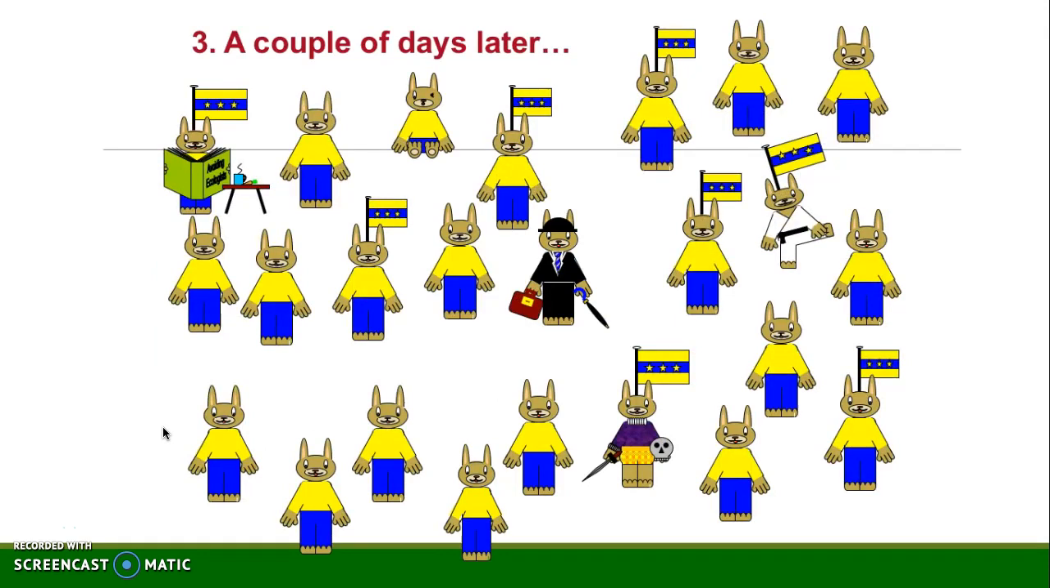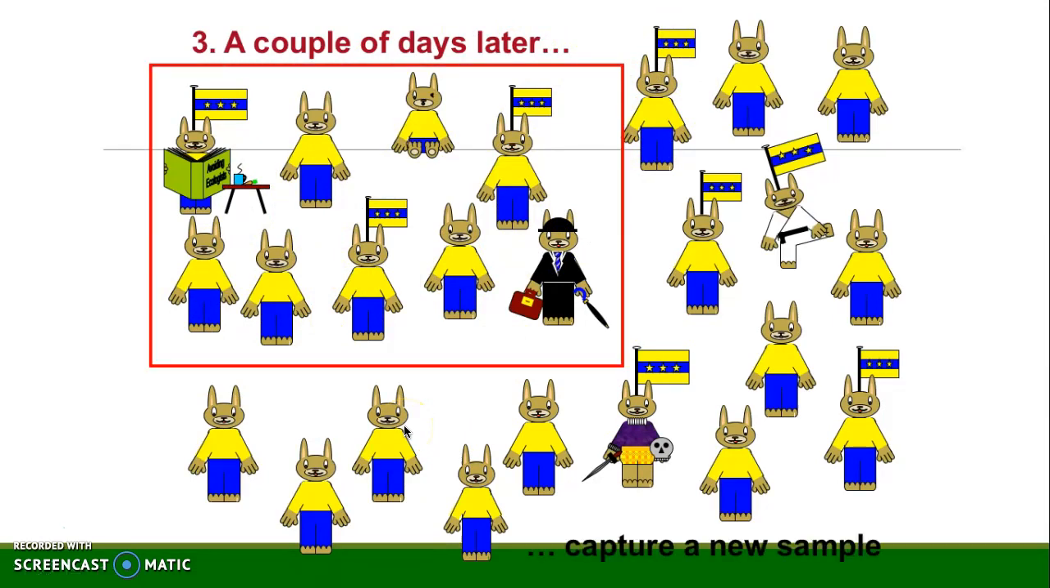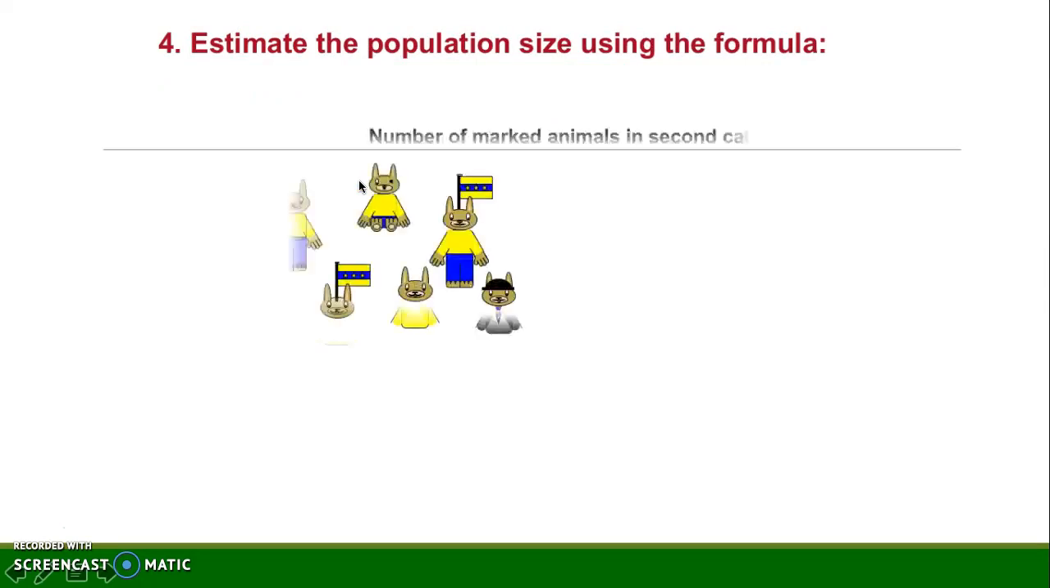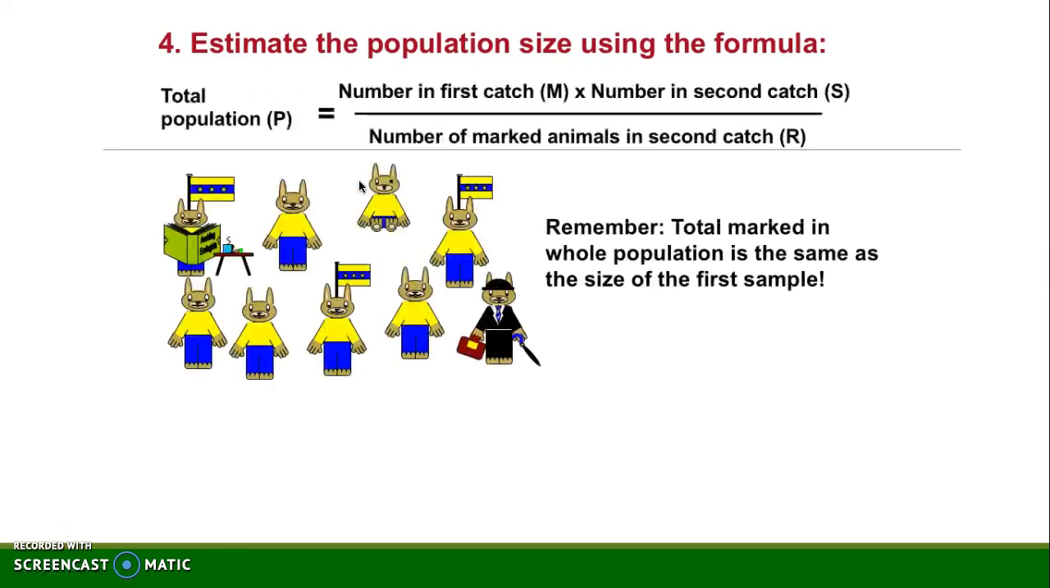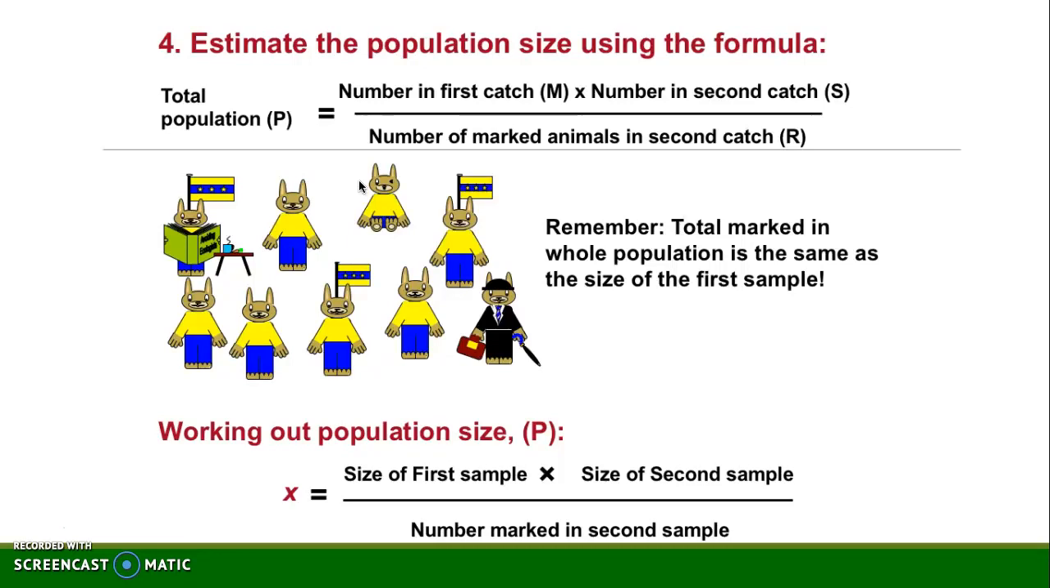So now we see, some time later, they're just kind of mixed in with the whole population. They're not all together, they weren't shunned by everybody else. They're just mixed in with everybody. Then we capture a new sample. So let's say this time we grab this group of organisms, and we can see that some of them are flagged, so we had marked them, and most of them are not. So now we're trying to figure out an estimate for the population size, so we have to do the calculations.